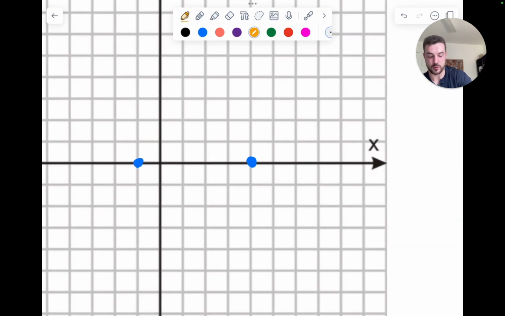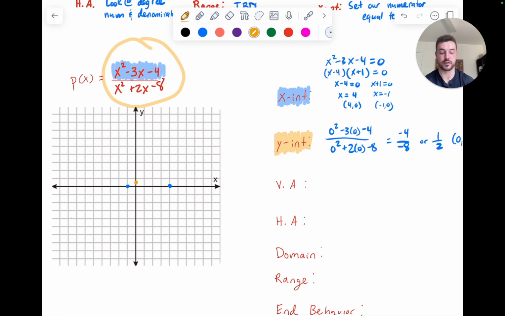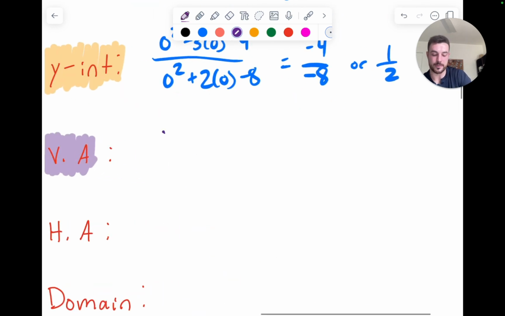Now I'll plot that in orange, and it is right there. Next, we have our vertical asymptotes. The vertical asymptotes are going to come from setting our denominator equal to 0. So I'm going to highlight my denominator, highlight my vertical asymptote, and solve for the denominator: x squared plus 2x minus 8 is equal to 0.